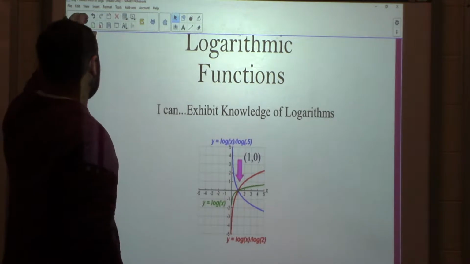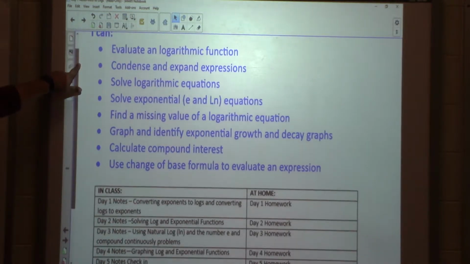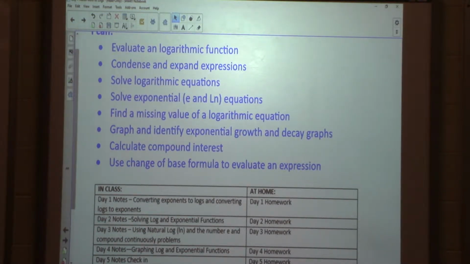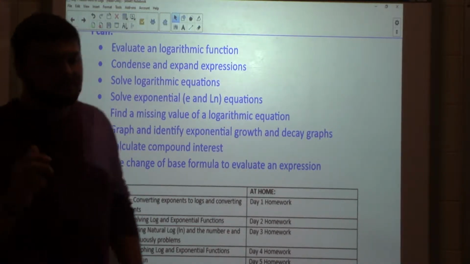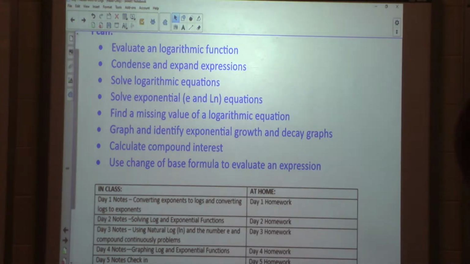So a couple things we're going to do during this unit. We're going to evaluate log functions. We're going to condense and expand expressions. We're going to solve equations. All sorts of fun stuff. It's going to keep getting harder and harder.